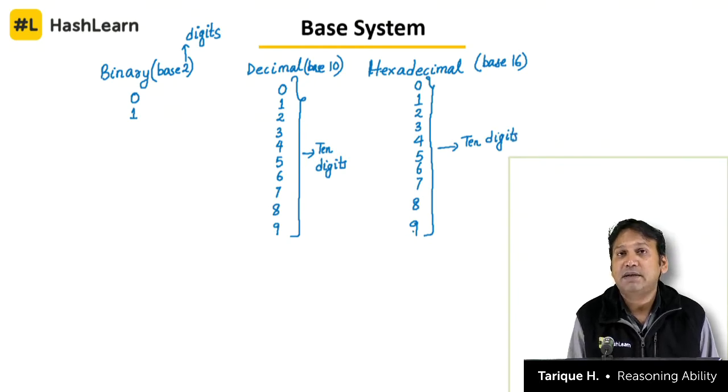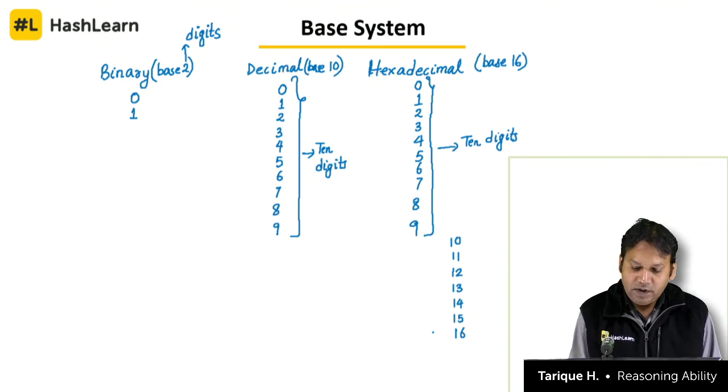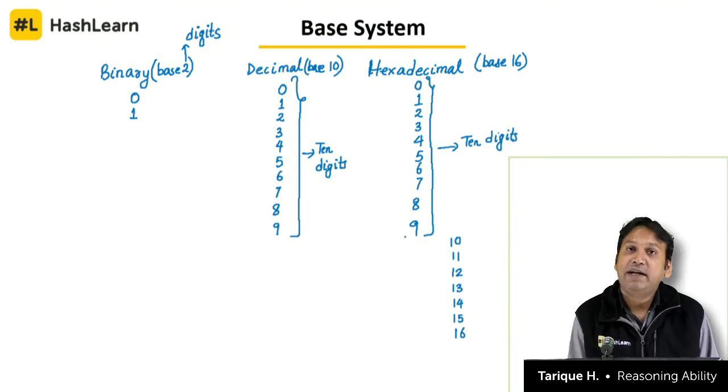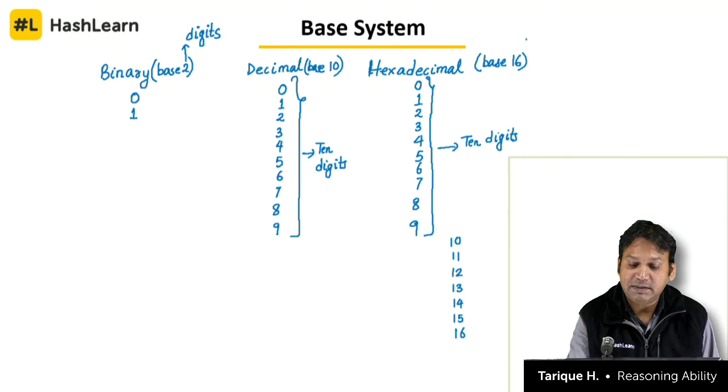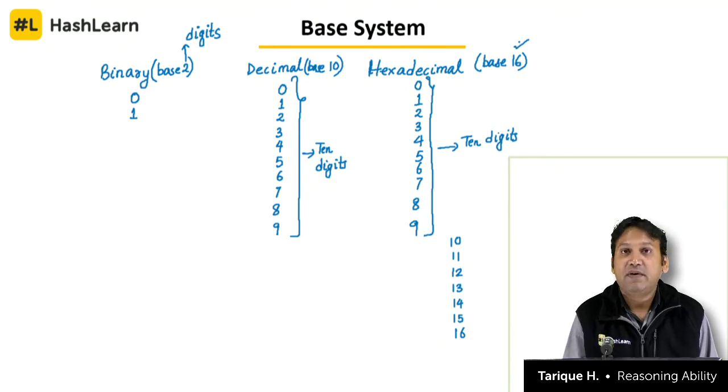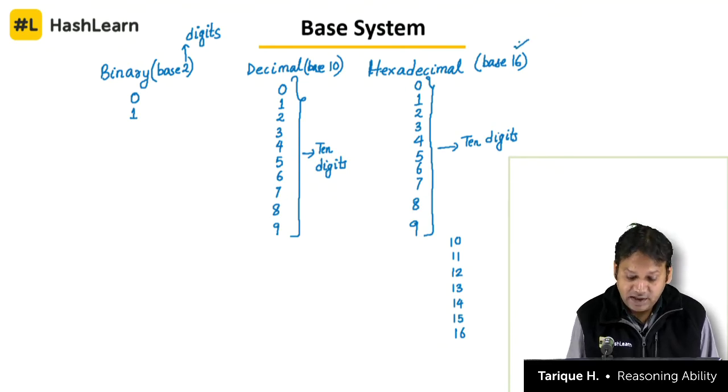Ideally in the decimal system, what comes after 9? 10 comes after 9. Then comes 11, then 12, then 13, then 14, then 15, then 16. Right? That is because we don't have any other digit apart from 0 to 9. So if you want to go after 9, you have to start with 2 digit numbers. So we say 10, but in the hexadecimal system we have 16 digits. Where is that 11th digit? We don't have any such digit.